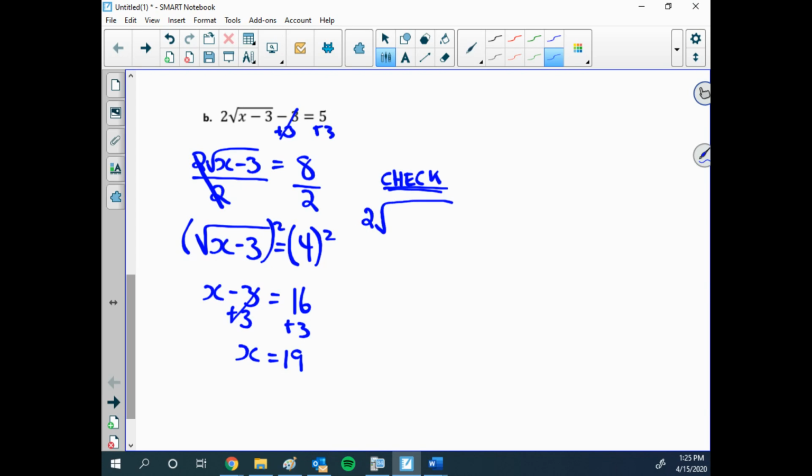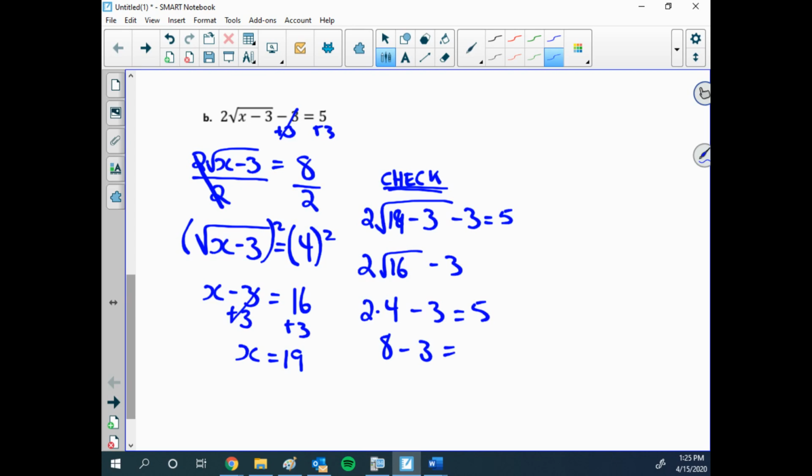So 2 times the square root of 19 minus 3 needs to equal 5. 19 minus 3 is 16. The square root of 16 is 4, so 2 times 4 is 8, and this is still minus 3. Is 8 minus 3 equal to 5? Yeah, it is. So that answer should work.